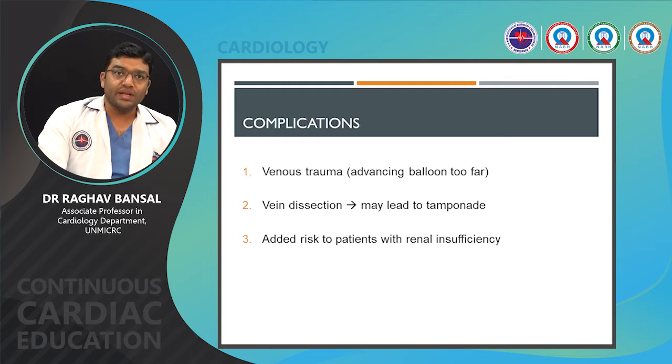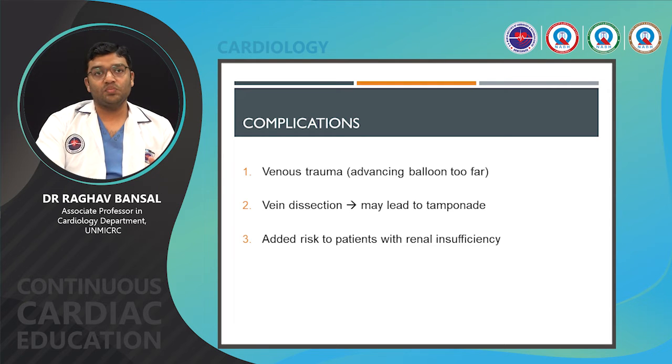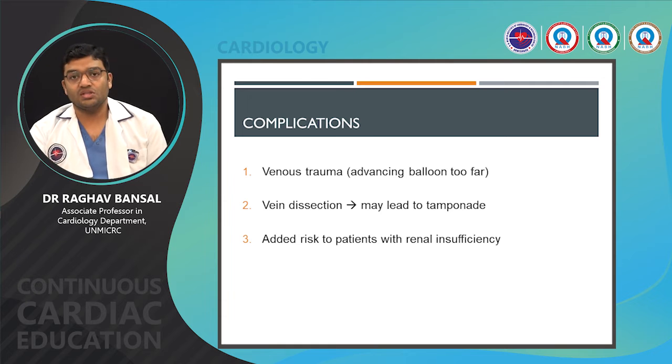So what are the complications of doing all this? Putting a balloon catheter, taking a shot and trying to push all the delivery catheters inside the CS, you can cause venous trauma. You can cause a venous dissection which may lead to a tamponade also. So you need to be wary of that risk. If you are suspecting anything wrong there, you should always check an echocardiogram to rule out a tamponade. And if you are injecting too much dye, it adds the risk to the patients with renal insufficiency, and many of these heart failure patients already have kidney injuries.